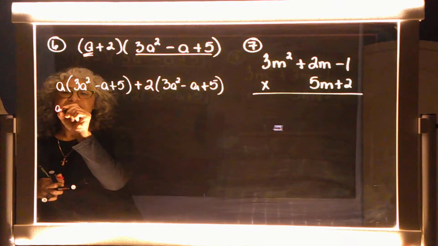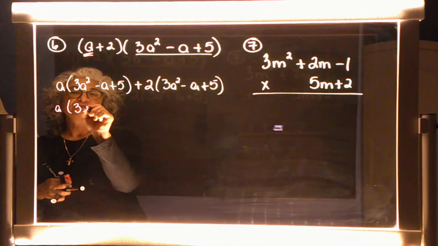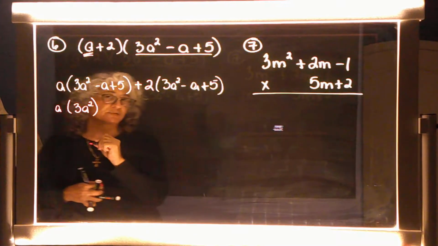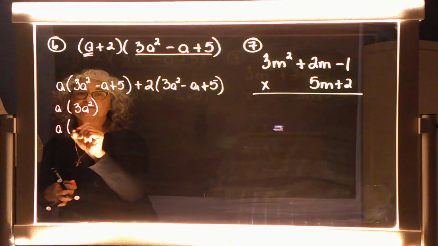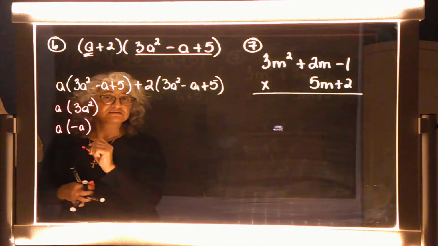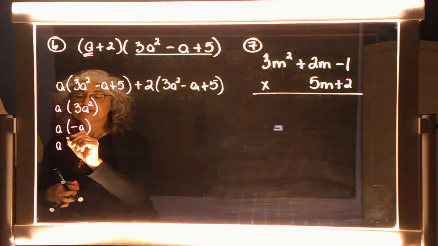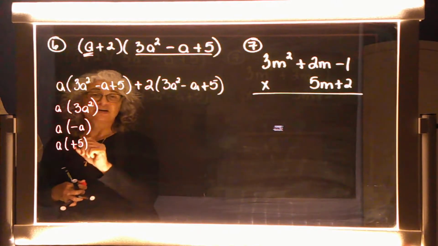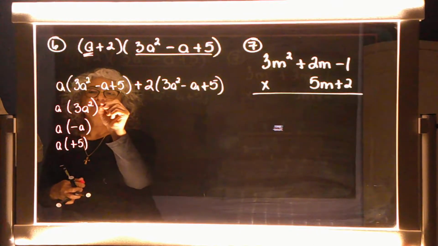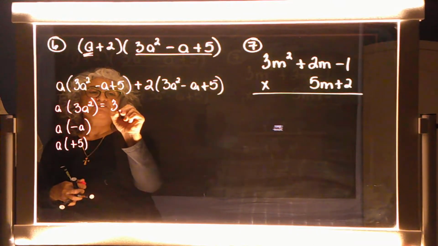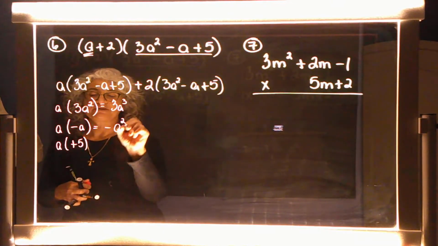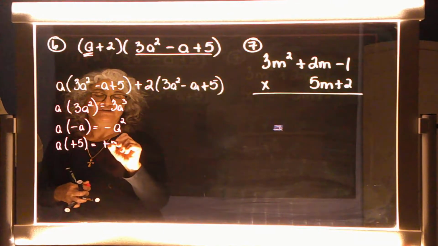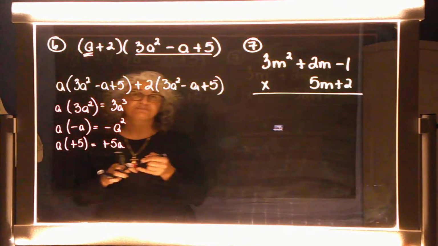So let's look at this first distribution. I'm going to have to take this a, and I'm going to have to multiply it to the 3a squared, correct? But this a also has to get multiplied to the negative a, and that a also has to get multiplied to that positive 5, doesn't it? So let's see what this gives me. 3a to the third, a negative a squared, and a positive 5a, right?